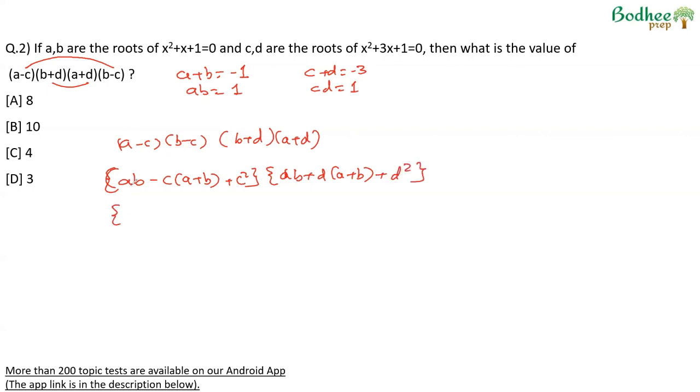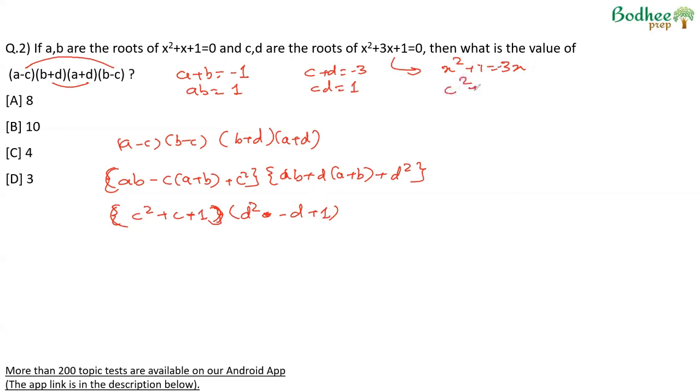So if we substitute the value of AB and A plus B, we will get C square. A plus B is minus 1, so minus C plus AB. AB is 1. C square plus C plus 1 into D square, A plus B is minus 1, so minus D plus AB. AB is 1. Now if we look at this equation, we can say x square plus 1 is equal to minus 3x. We know that A is one of the roots for this equation. So we C and D, sorry.